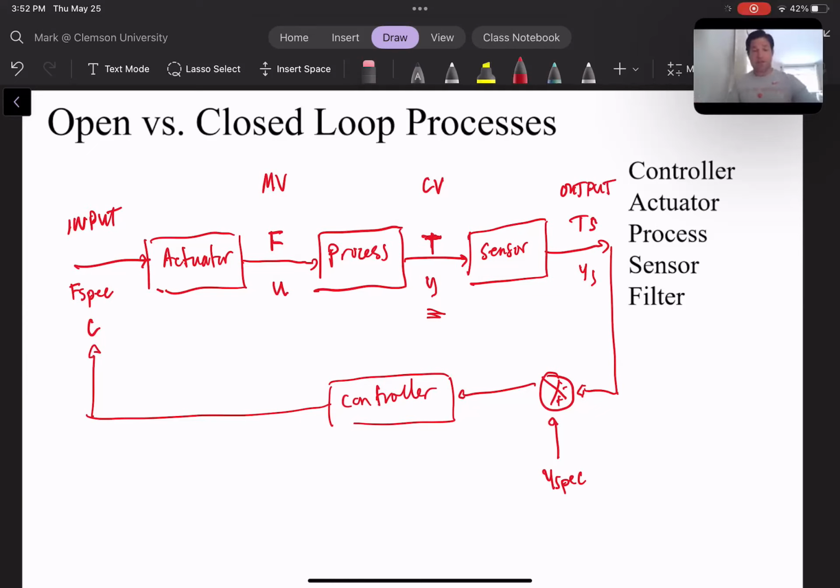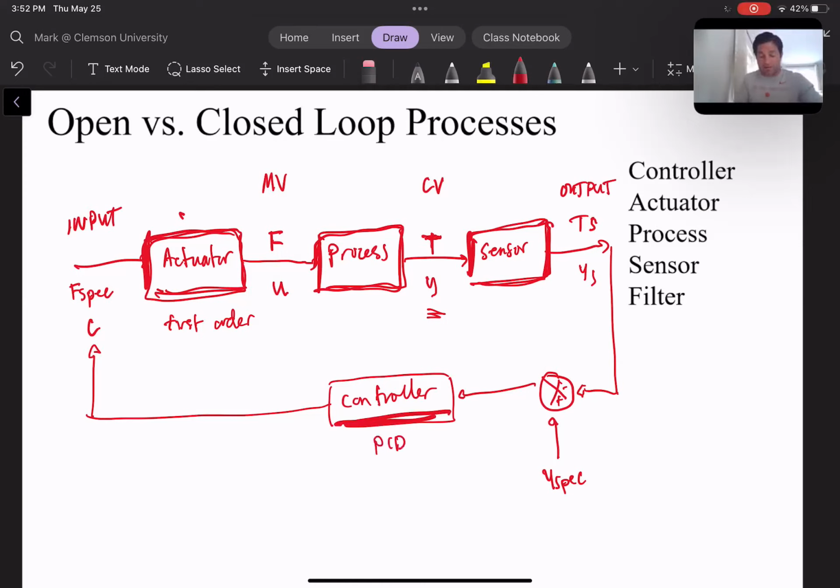Initially in this class, when we talk about our models, we're going to look at what the model for an actuator is. We just said that one example of a model for an actuator is first order. We're going to look at various models for processes, and a couple of different models for sensors. And as we move forward in this course, we'll look at the model for the controller. Maybe you've heard of PID before: the proportional integral derivative controller is the model that we're going to look at for process control.